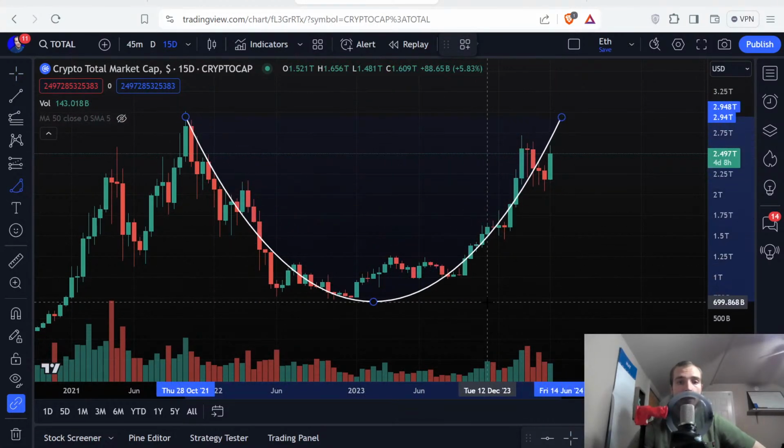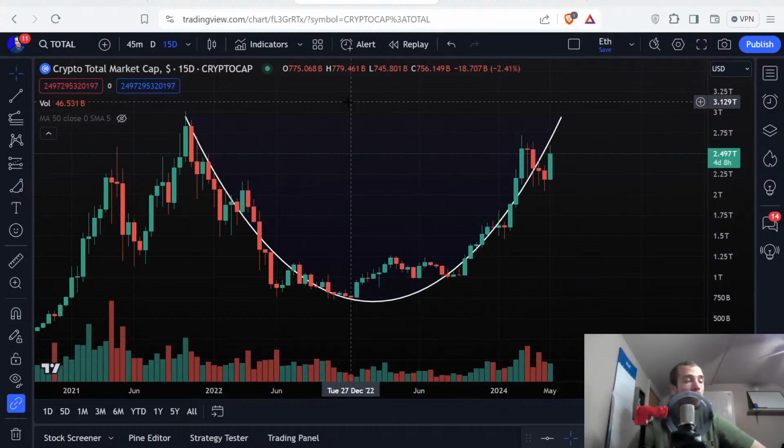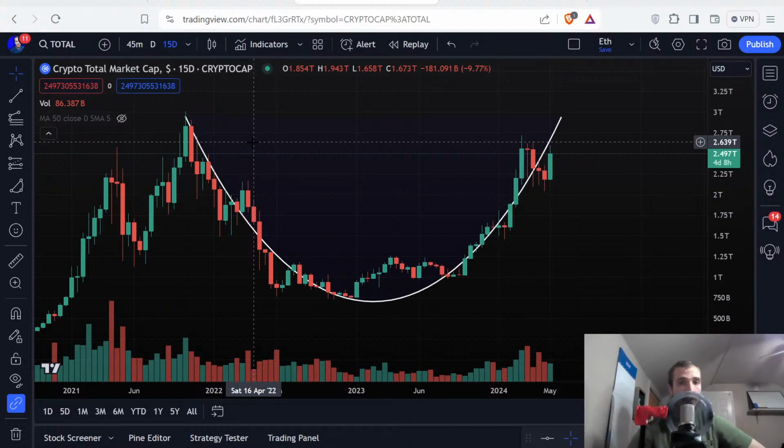This is textbook technical analysis. If you buy a technical analysis book about how to learn how to trade, you're going to see patterns that look exactly like this. Perfect example. You could screenshot this and write a book about it. So that's a rounded bottom pattern, okay?